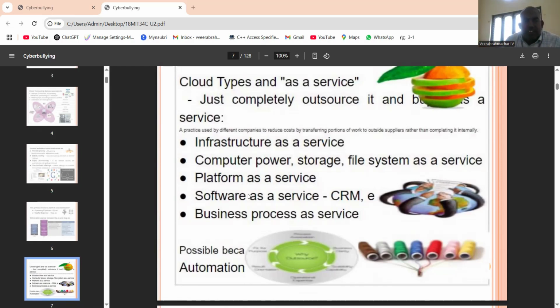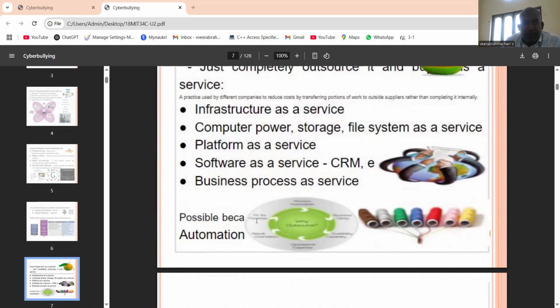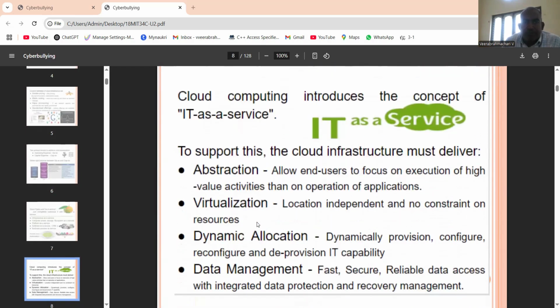First one is infrastructure as a service. Second one is platform as a service. Third one is software as a service, under cloud types and their services. Next, cloud computing introduced the new concept of IT as a service, provided by cloud computing. To support this, the cloud infrastructure must deliver the following: first abstraction, second virtualization, third dynamic allocation, fourth data management.